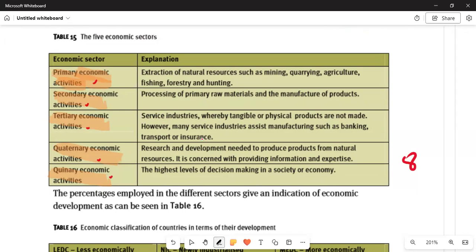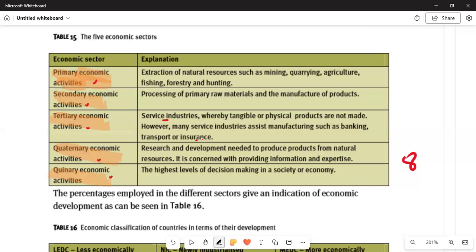When they take place, we produce what we call the secondary activities. In the secondary, that is where we manufacture or process raw materials into manufactured products. Under the tertiary sector, we talk about where tangible or physical products are not made. However, service industries assist in manufacturing, such as banking, transport, or insurance. That is a tertiary activity. Also, the production of electricity is one of the tertiary activities.